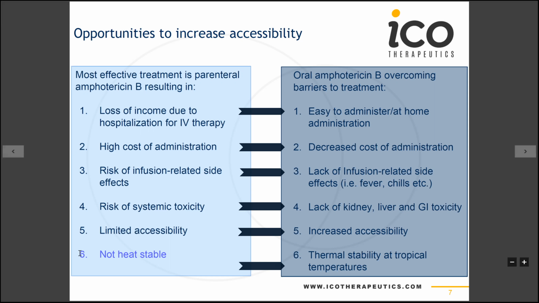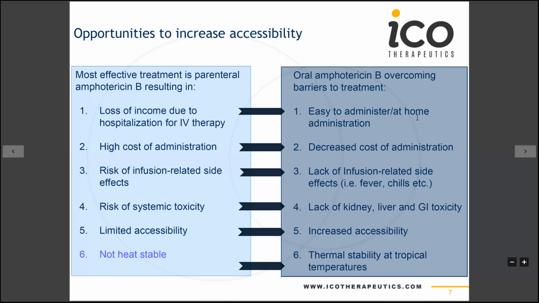And finally, it's not heat stable. So you have to have a cold train. You have to have it in refrigeration. And in the developing world, we just don't have those facilities. So if you could have a tropically stable form of Amphotericin B, that would make a huge difference.